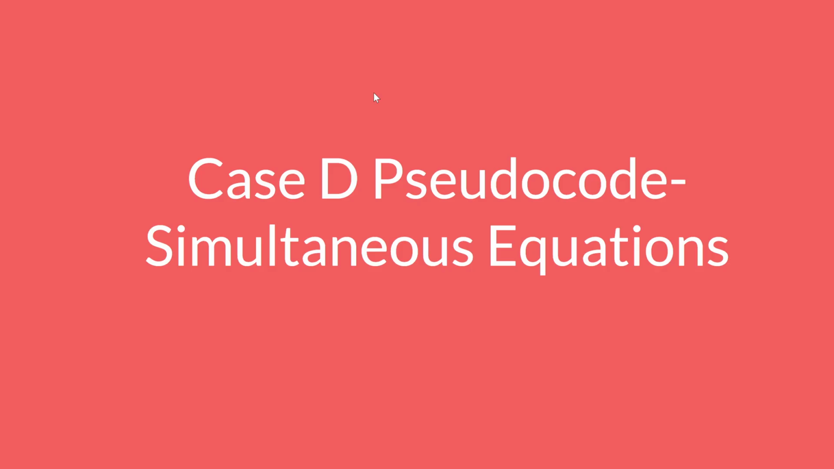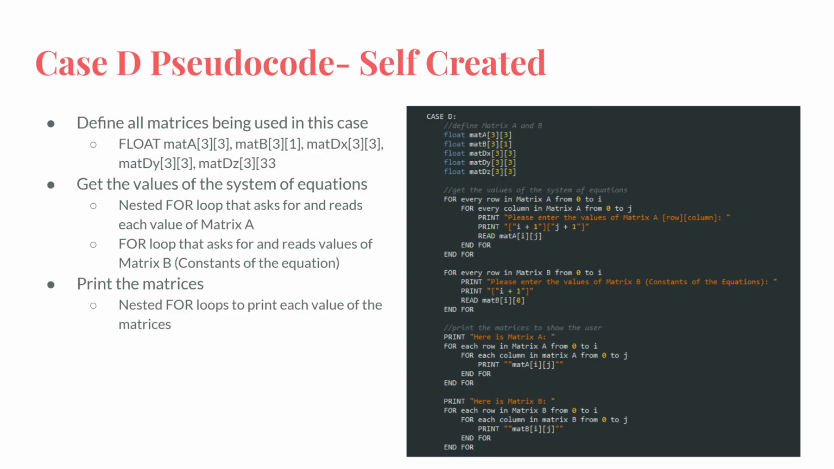So now getting into case D pseudocode for the simultaneous equations. For my self-created pseudocode, I began by defining all of the matrices that I'll be using, including A, B, dx, dy, and dz, setting all of them to a 3x3 dimension except for the constant matrix B, which I set to 3x1. I then used a nested for loop to have the user input each value for matrix A, and I repeated that for matrix B as well.